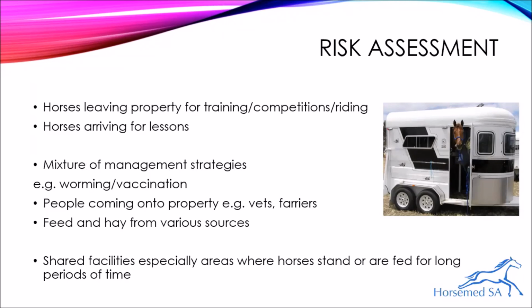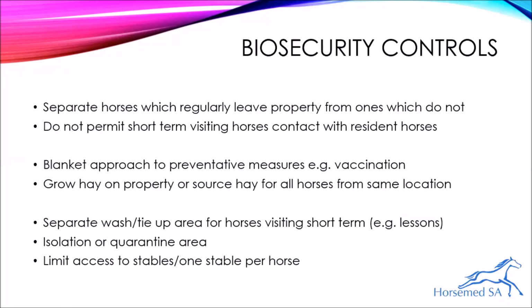And we've got these shared facilities, shared arenas, shared tie-ups, shared wash bays, that kind of thing, which are easily contaminated with bacteria and viruses and often not cleaned 100%. So what could we do on a property like this? It'd be great to separate the horses. If we've got some happy hackers or retired horses or the pregnant mares, perhaps they should ideally not have any contact with the horses that do come on and off the property, and no contact between horses arriving on the property for lessons and the resident horses.